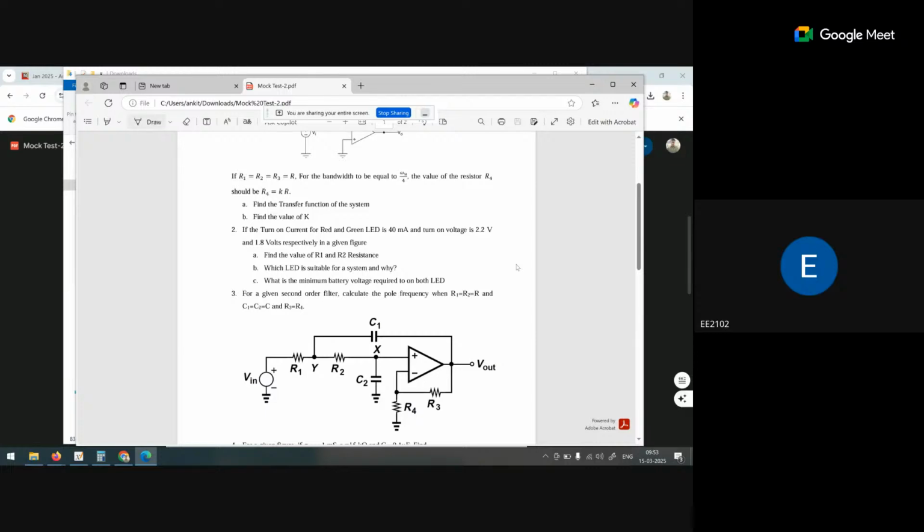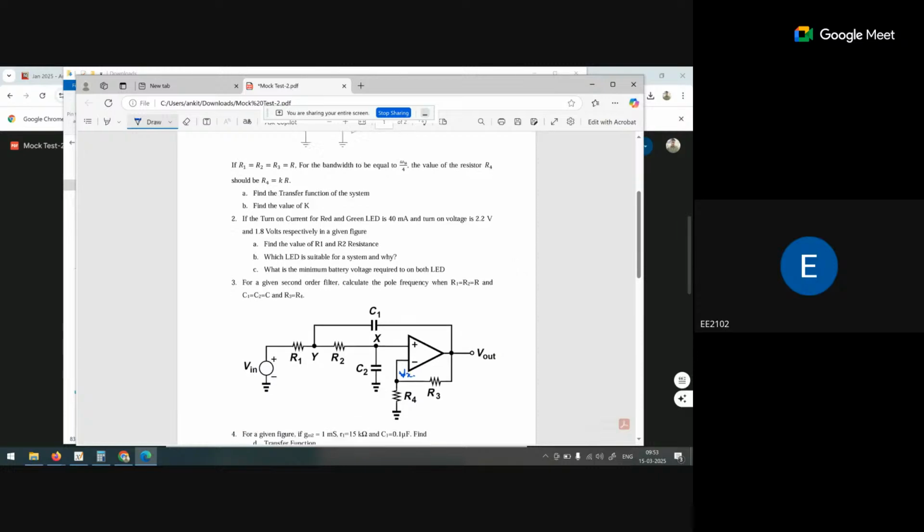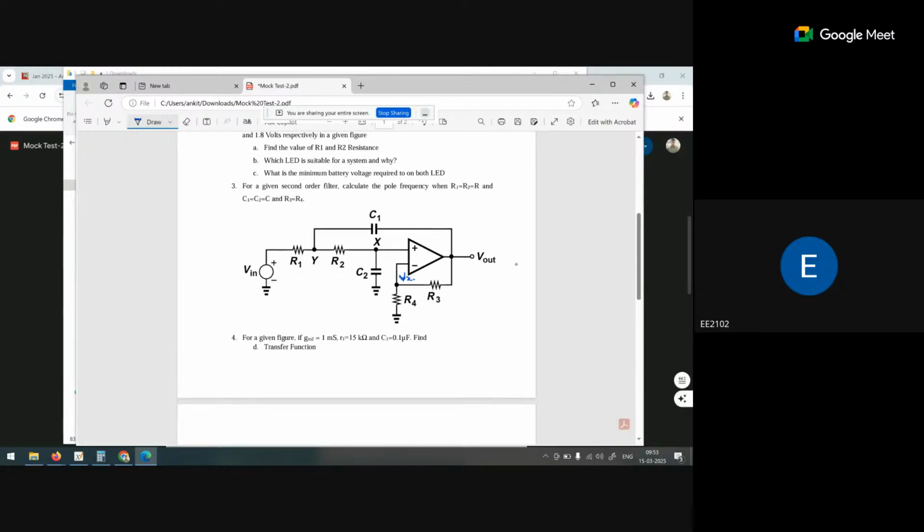Okay, so we consider this voltage as Vx. What is the value of Vx? Vx is nothing but V out by 2, because if these two resistors are equal, half the voltage will be divided at this point.